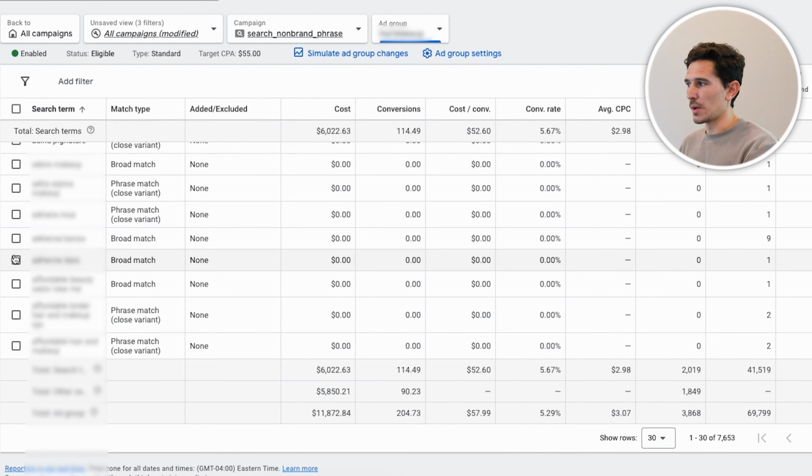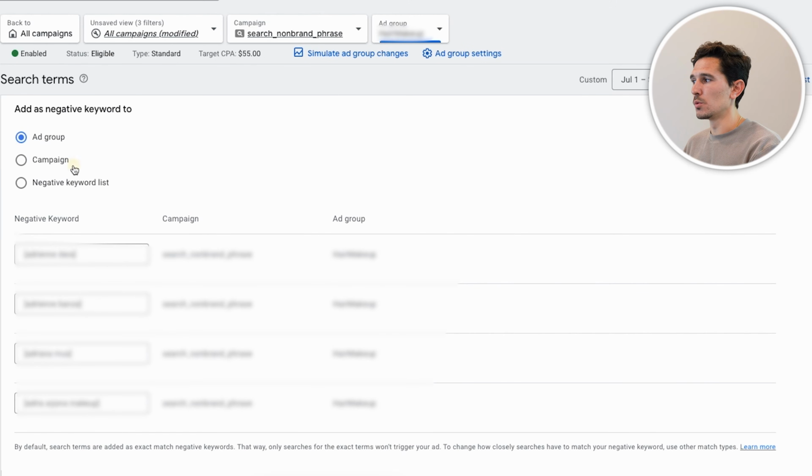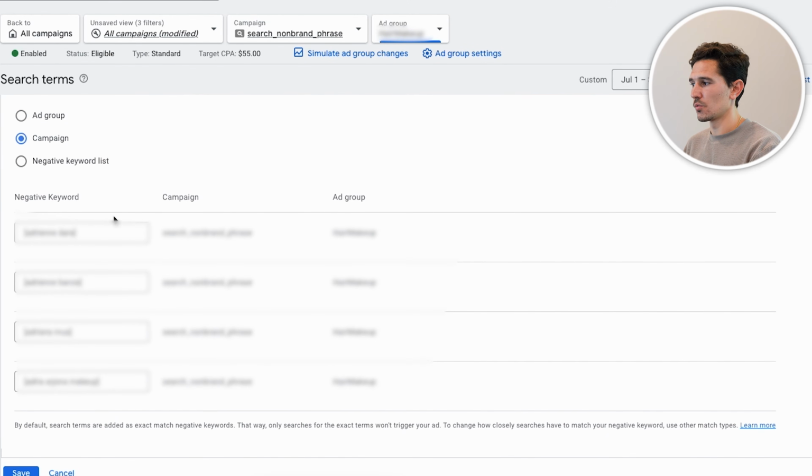And let's say you do stumble upon things that you do want to get rid of. There's 2 ways to approach this. You can simply click them and click add as a negative keyword, and you can move them into your campaign level. Really simple. That's actually what I'd recommend in most cases.